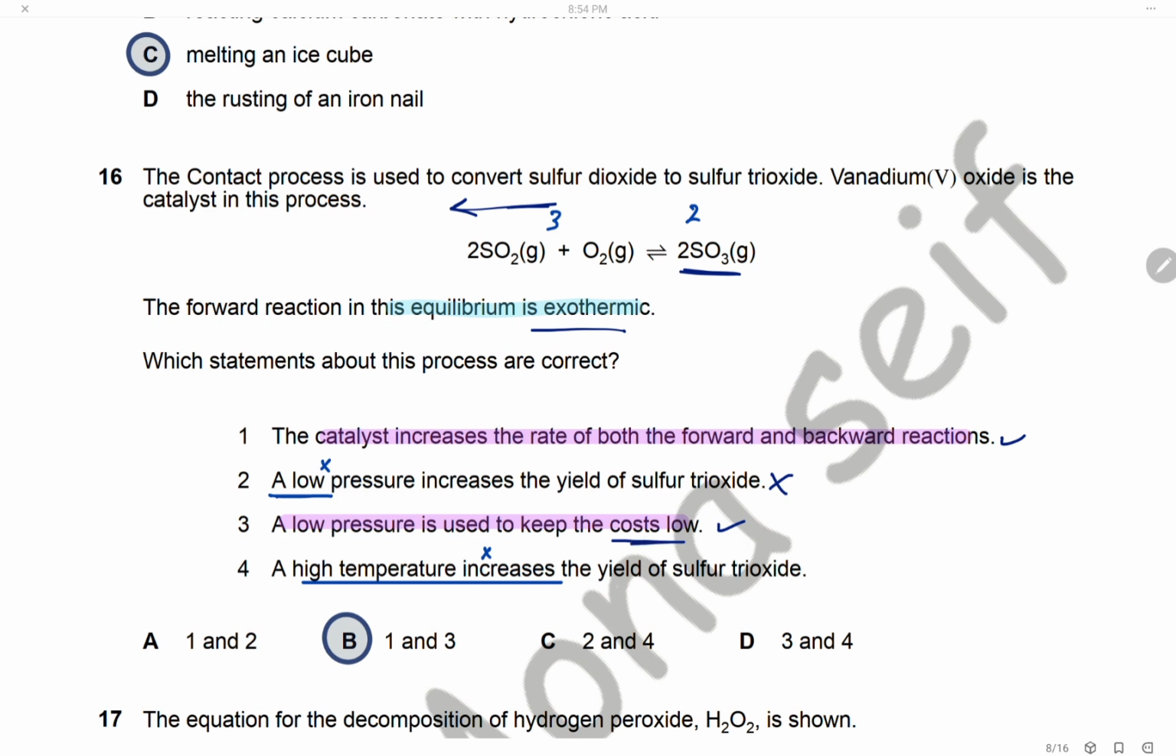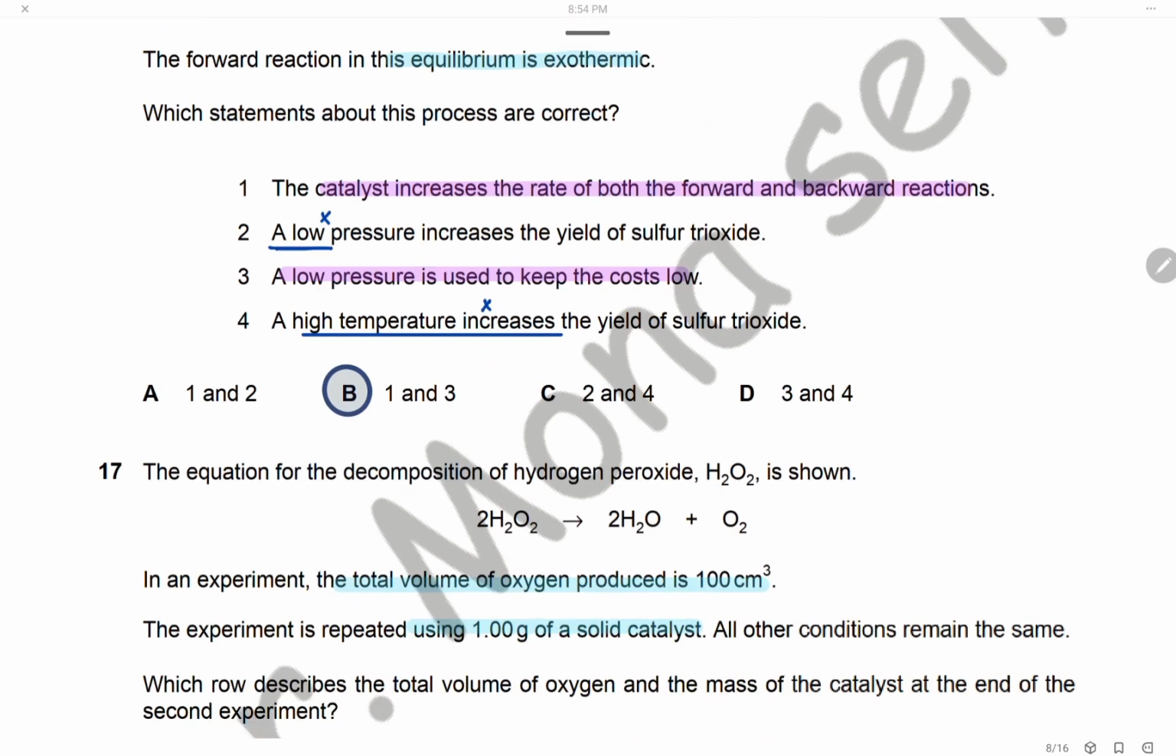A high temperature increases the yield of sulfur trioxide. This is wrong because the forward reaction is exothermic. So increasing the temperature, of course, will decrease the yield. So only 1 and 3 are correct, and the answer is B.